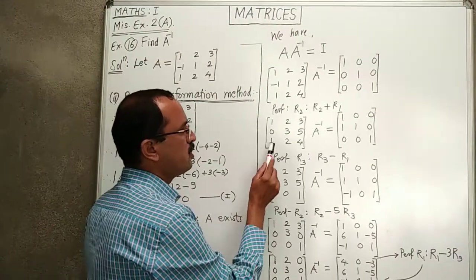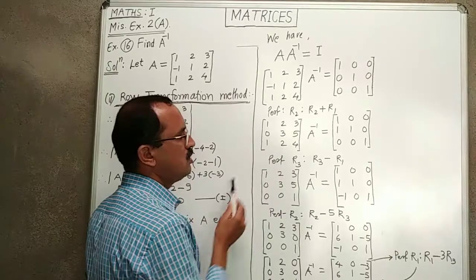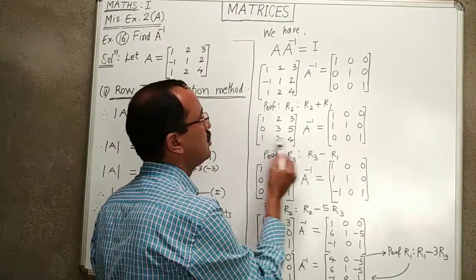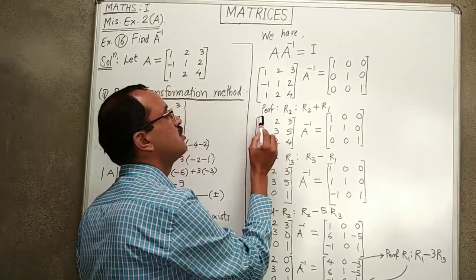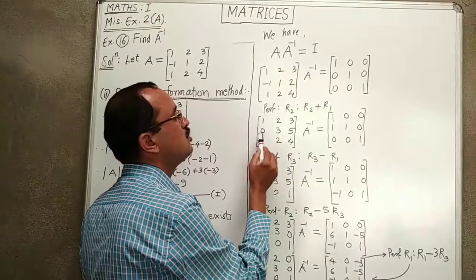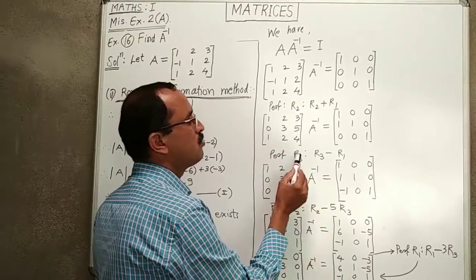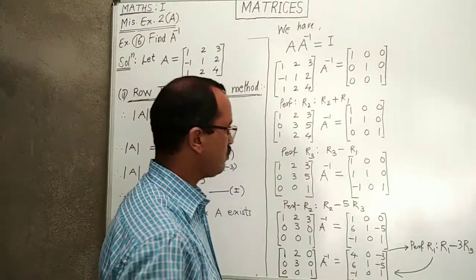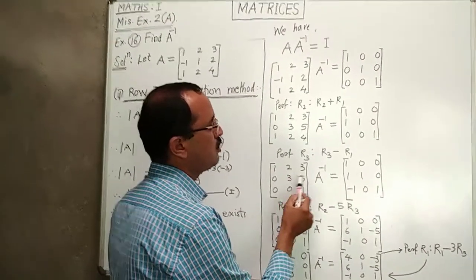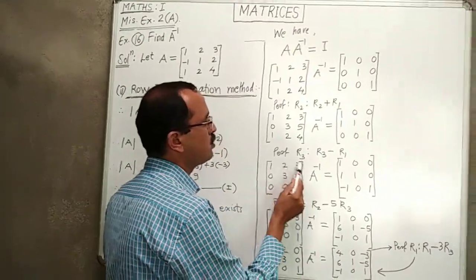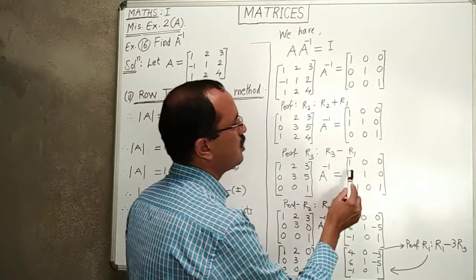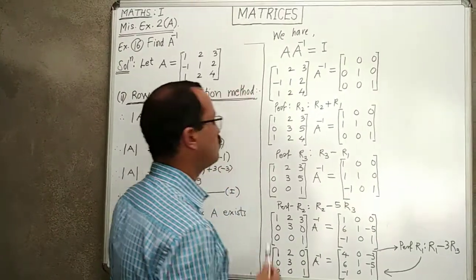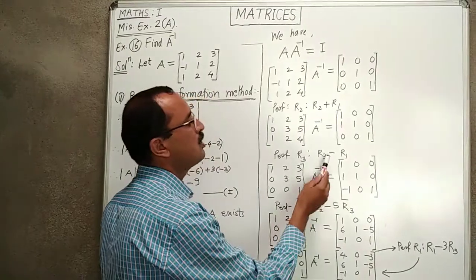Now we change this A31 into 0, means convert this 1 into 0. We use the transformation performing R3 such that R3 minus R1, meaning 1 minus 1, we get 0 here. So the transformation is applying R3 such that R3 minus R1. So R1 and R2 remain in the same position. So 1 2 3 here, 0 3 5. Then on the right hand side 1 0 0 here, 1 1 0. This is the second row. Now we change the third row accordingly, R3 minus R1.